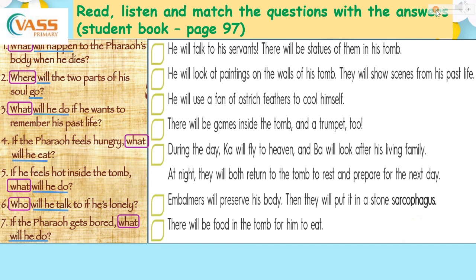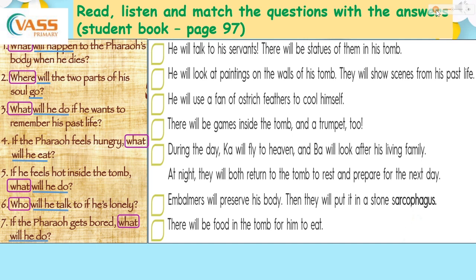Track 62. Listen and check your answers, then act out the dialogue. Daddy, can I ask you some questions? Sure. What will happen to the pharaoh's body when he dies? Embalmers will preserve his body. Then they will put it in a stone sarcophagus. Where will the two parts of his soul go? During the day, Ka will fly to heaven, and Ba will look after his living family. At night, they will both return to the tomb to rest and prepare for the next day.